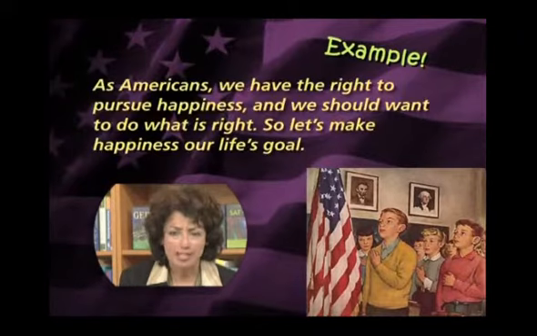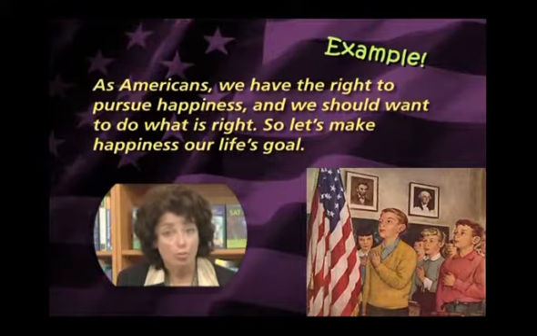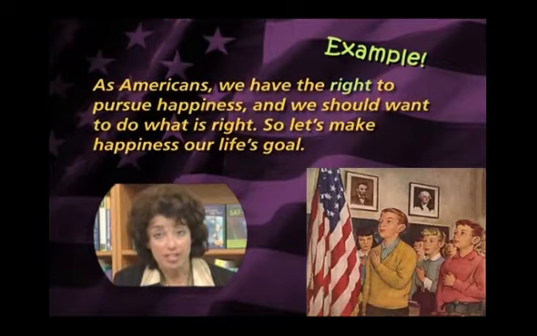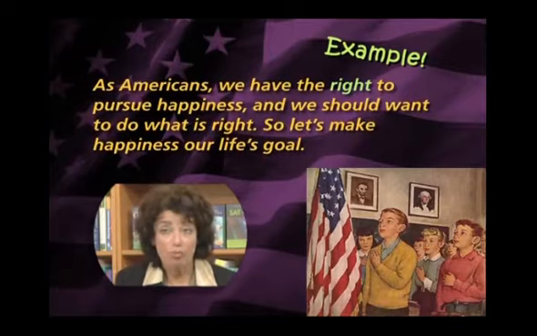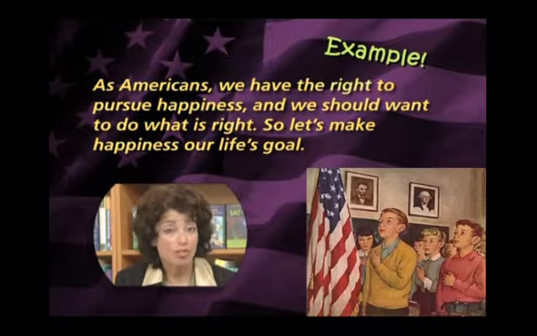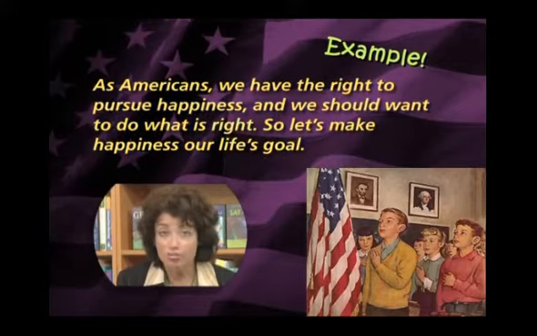Here's an example. As Americans, we have the right to pursue happiness, and we should want to do what is right. So let's make happiness our life's goal. The word right has two different meanings in this sentence. As Americans, we have the right to pursue happiness. Well, the right means that we have the ability to pursue happiness. And we should want to do what is right. Well, that doesn't mean ability. We should want to do what is correct or proper. So we're muddying the water by using the same word in two different senses that don't fit together.